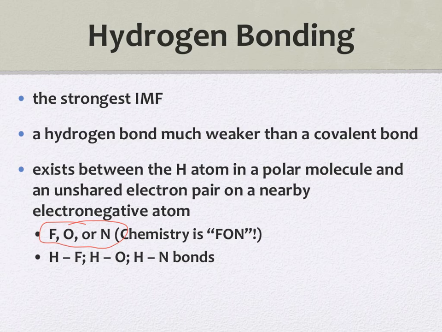So within the molecules, you can have a hydrogen-fluorine bond or a hydrogen-oxygen bond or a hydrogen-nitrogen bond. You do not need to have all three. Hydrogen bonding occurs between polar molecules, and basically what happens is the hydrogen atom on one molecule is attracted to a lone pair on the fluorine, oxygen, or nitrogen on a different molecule.